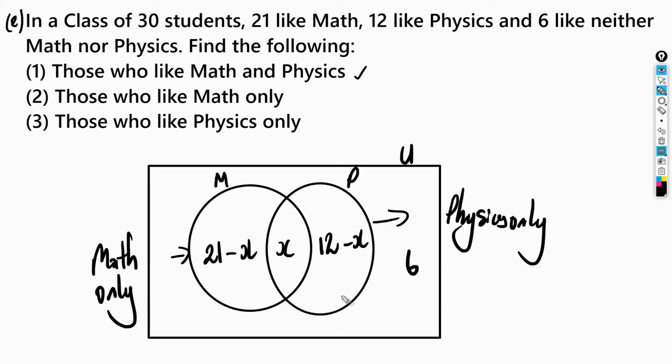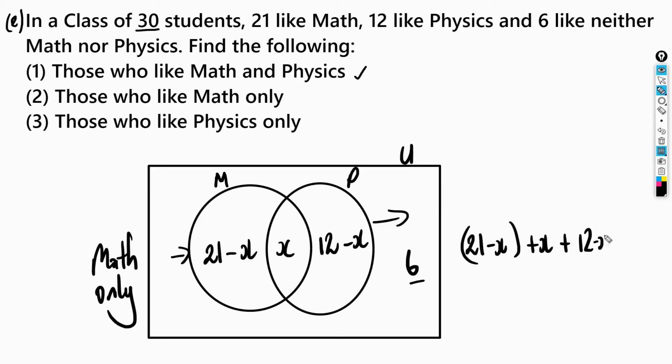Well, the first thing we have to do, guys, is find X. So let me just remove this physics only here. Remember that there are 30 students in the entire class. Therefore, 21 minus X, plus X, plus 12 minus X, plus 6 should be equal to 30. Cool? All the numbers here, when you add them in total, should be equal to 30. All right?